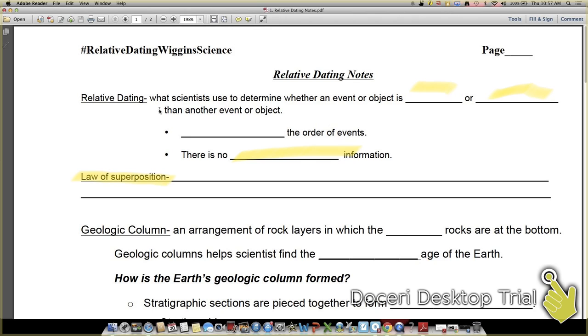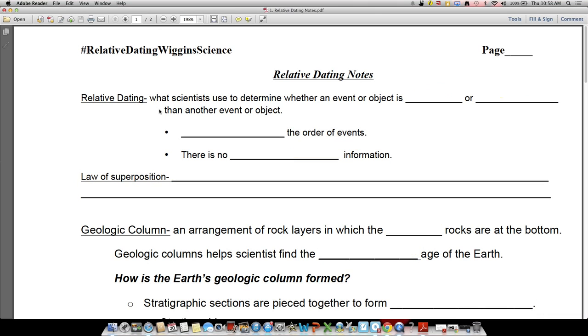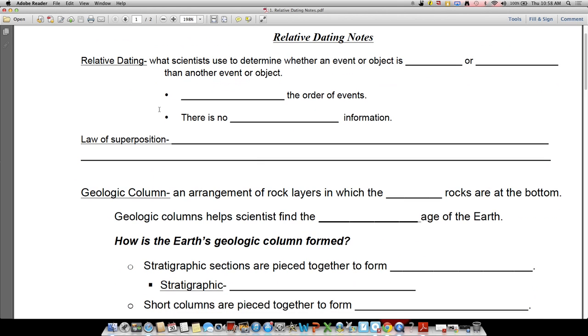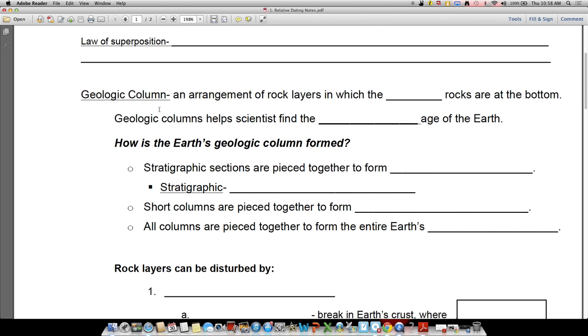Geologic columns are an arrangement of layers in which the blank rocks are at the bottom. Older rocks are at the bottom. Oldest, older, doesn't matter. Geologic columns help scientists define what type of age of the Earth? Relative age of the Earth. Then we talked about, well, estimate's fine, yeah.